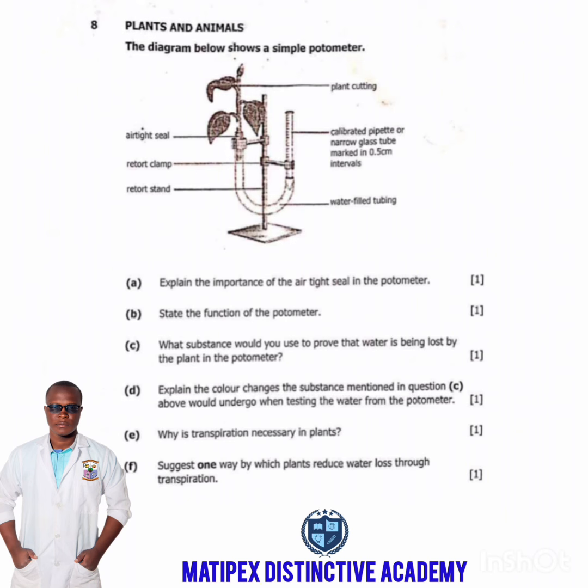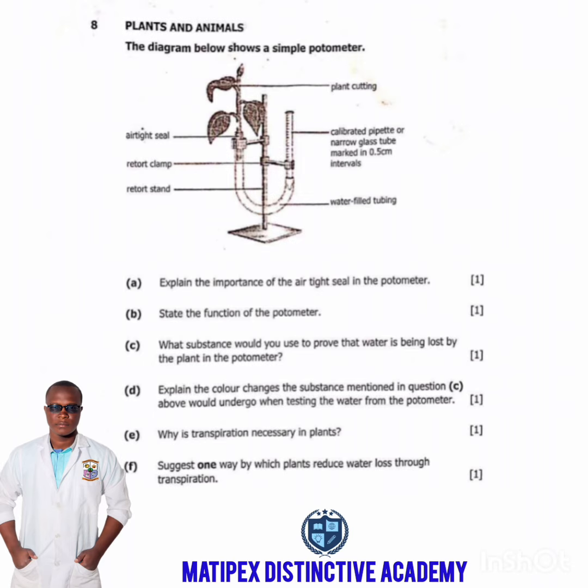So we don't want water to be lost by any other process apart from transpiration. So the purpose of including an airtight seal is to prevent water from evaporating. Question B. State the function of the potentiometer.